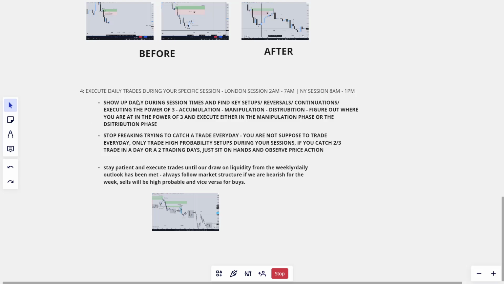Right here I state to show up daily during session times and find key setups, reversals and continuations, executing the power of 3: accumulation, manipulation, and distribution. Figure out where you're at in the power of 3 and execute either in the manipulation phase or during the distribution phase. So right here is just a quick analysis for the power of 3. Price will just accumulate during the Asian session, during the London session give us a manipulation, and then during the New York session price will distribute, probably give us a pullback and keep pushing price lower right here.